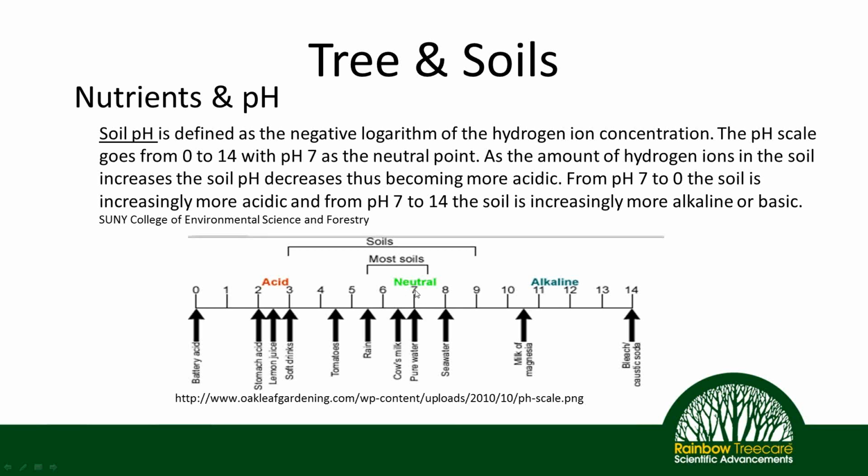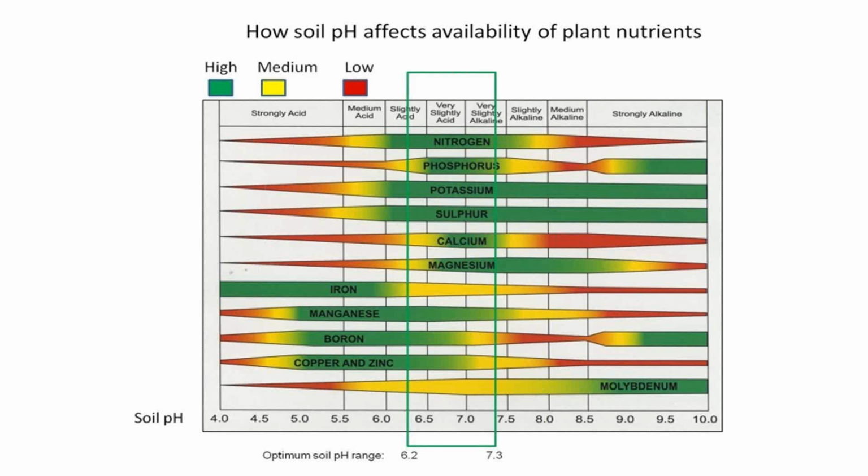Now, everything above 7 is going to be what we call an alkaline soil. So that includes 7.1 and beyond, we'll be getting into an alkaline soil. Now, the soil pH affects the availability of plant nutrients.